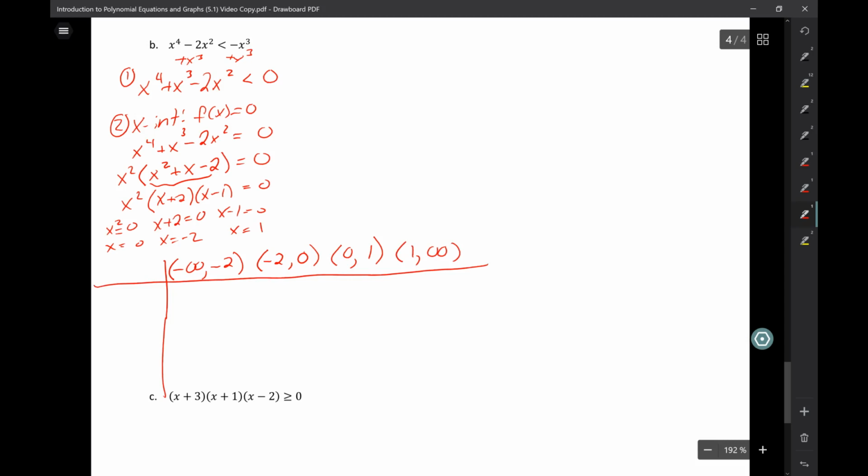Again, we break up the whole real number line with our x-intercepts. We then choose some test points between these intervals. So I'm going to choose negative 4.